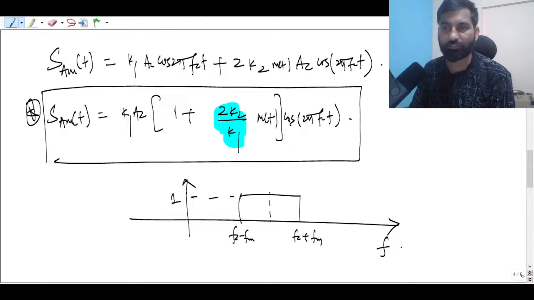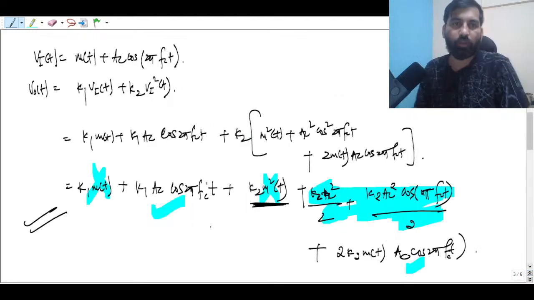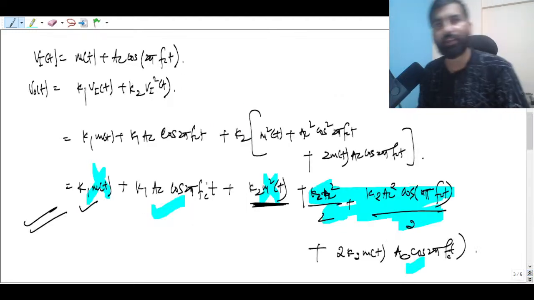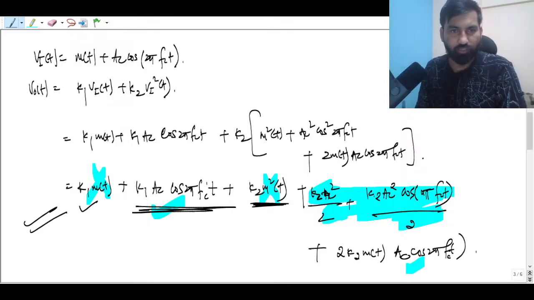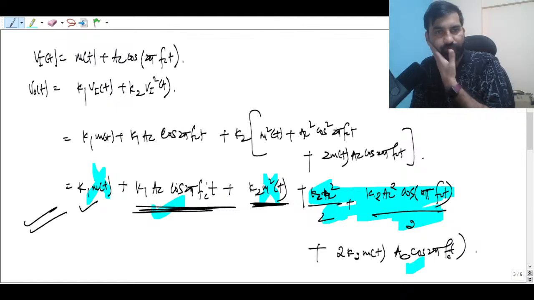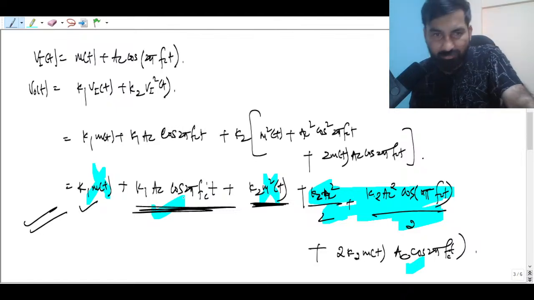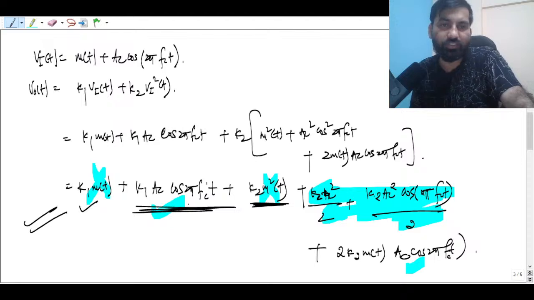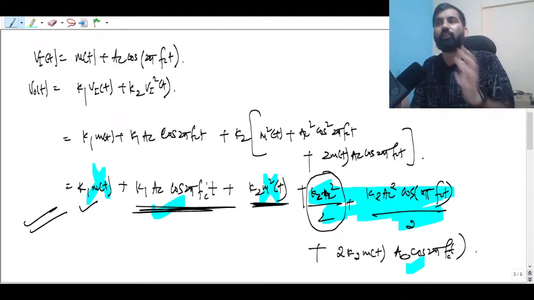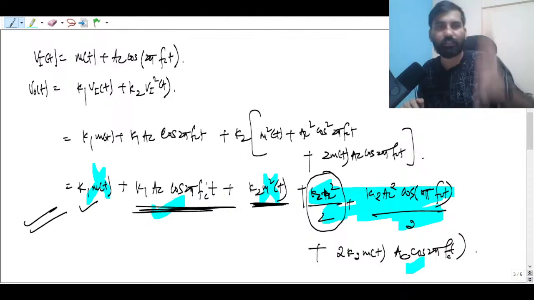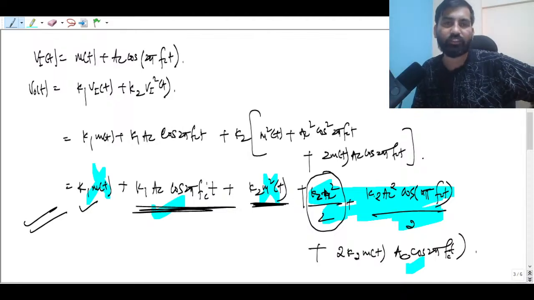I think this is clear for all. So you have to see that I drew first the Fourier transform of this. Then you can also draw the Fourier transform of this. So you will get one impulse at fc, one impulse at minus fc. Okay, we have drawn this. The Fourier transform of a constant is an impulse, right? That is K2 Ac square.